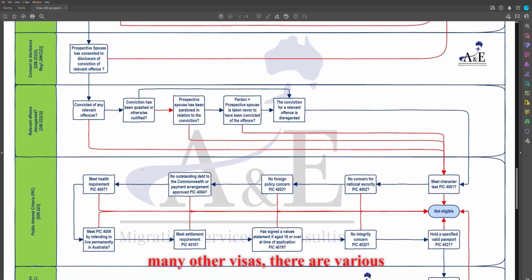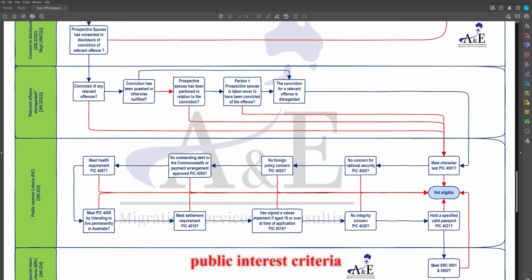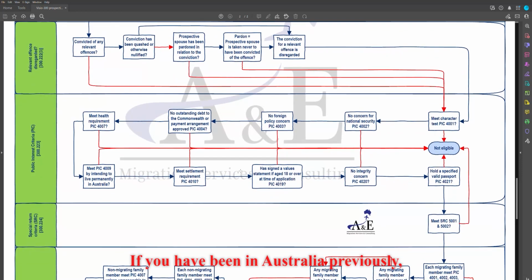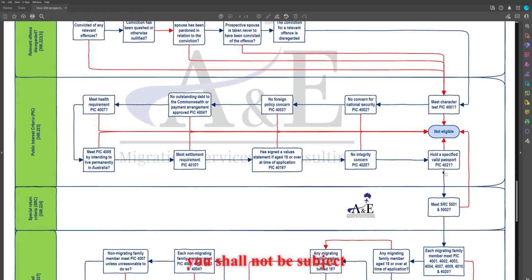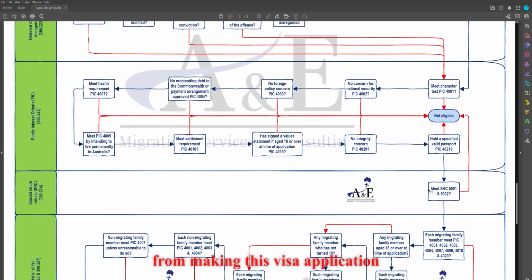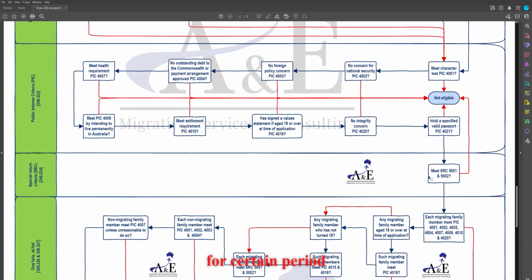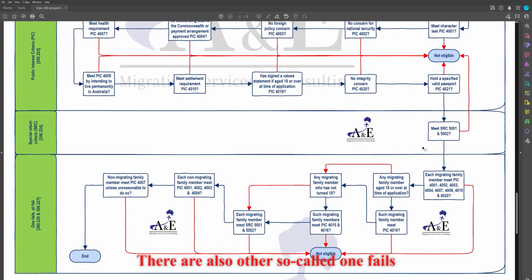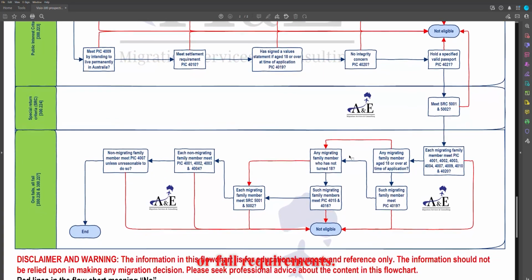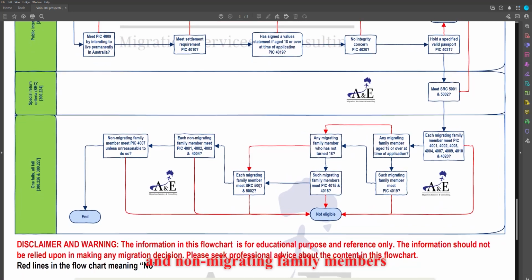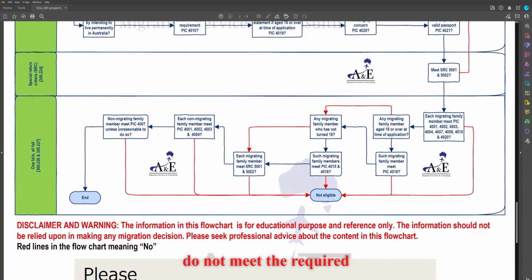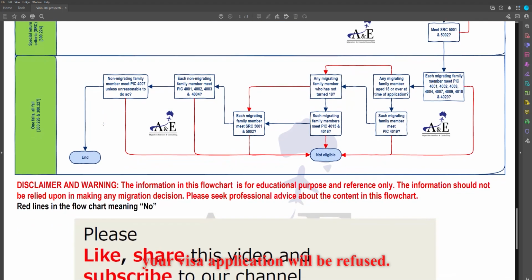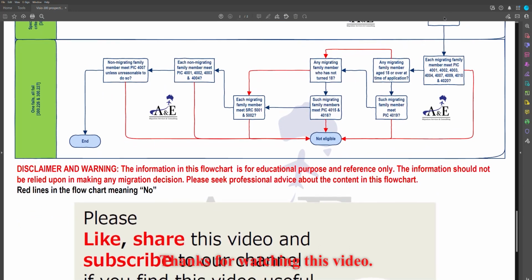As with many other visas, there are various public interest criteria that you must meet, including health and character requirements. If you had been in Australia previously, you shall not be subject to any restriction which will stop you from making this visa application for certain period after your last departure from Australia. There are also other so-called one fails, all fail requirements. If any migrating and non-migrating family members do not meet the required public interest criteria, your visa application will be refused.